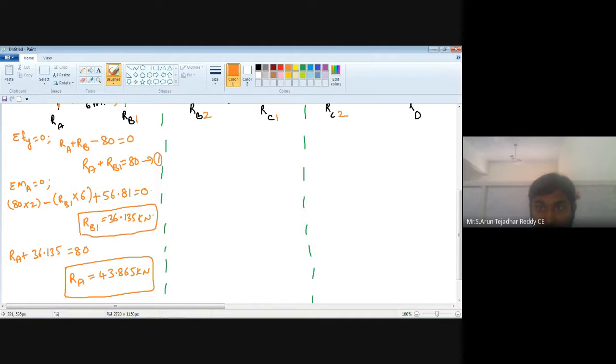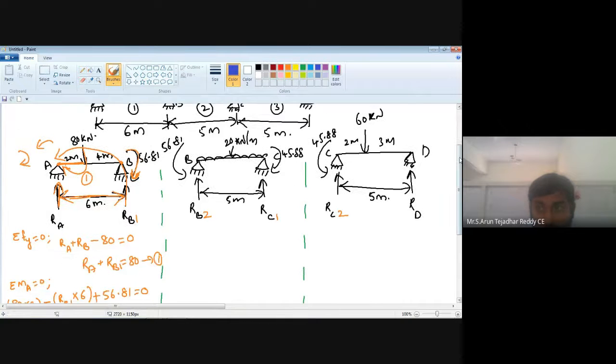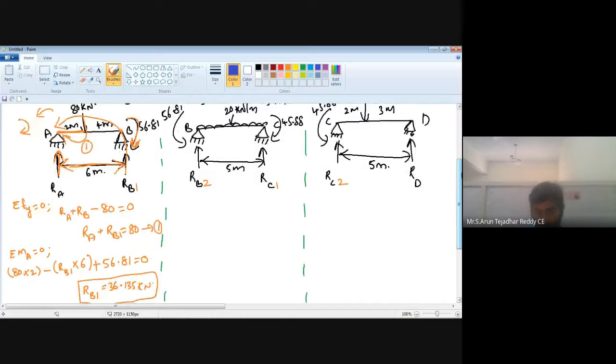Now the second one, from B to C. This is also the same process. Apply the equation of equilibrium here, that is summation of vertical force is equal to 0. So we can write it with the same concept. All upward forces are taken positive, all downward forces are taken negative. This is important. Remember this point in your mind.